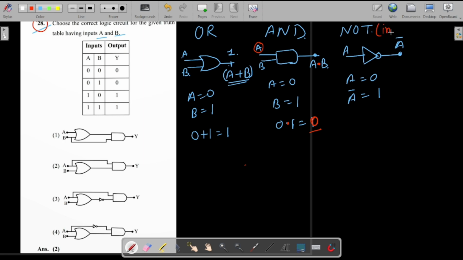Now this is our NOT gate. It is also called an inverter. It always inverts our input. So if you have A as input, then the result will be A bar. For example, if you have input 0, then the result will be 1. If you have 1, then the result will be 0.